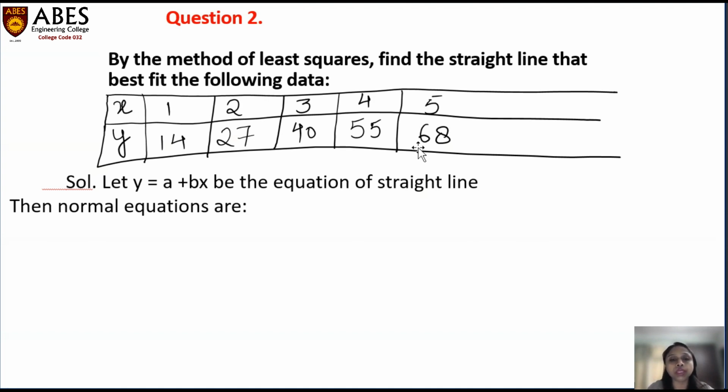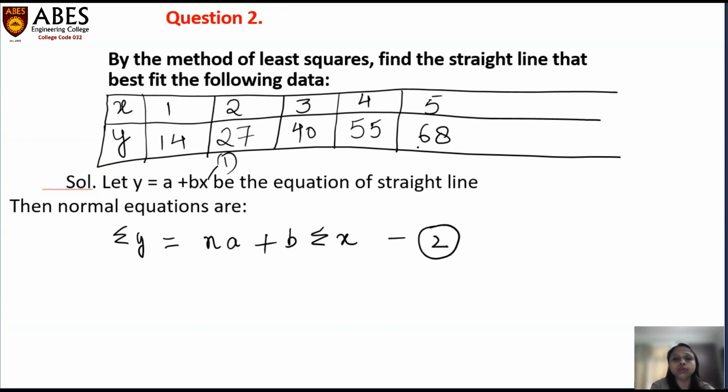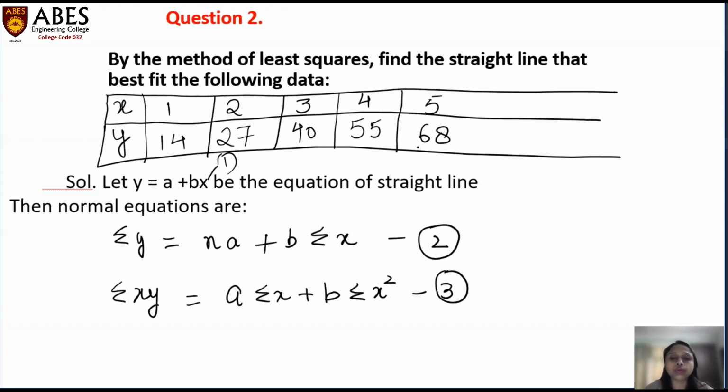Again, we will assume the same thing. We will take the equation of a straight line as y equal to a plus bx, and we will introduce the normal equations for a straight line, which are summation of y is equal to na plus b summation of x. Let us mark it as equation number 2. And another normal equation is summation of xy is equal to a summation of x plus b summation of x square. Let us mark it as equation number 3. So these are my two normal equations.